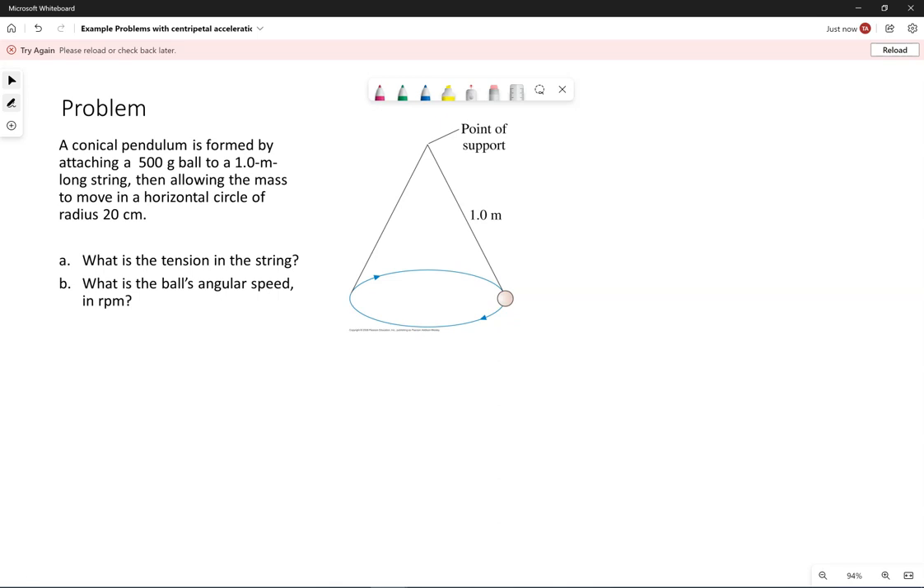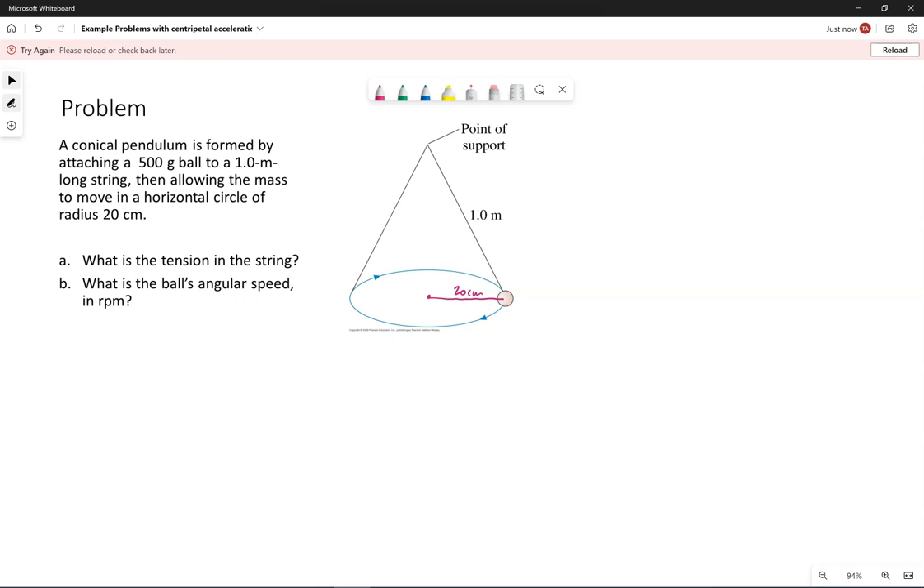All right, one last example problem involving centripetal acceleration. A conical pendulum is formed by attaching a 500-gram ball to a 1-meter long string. It moves in a horizontal circle that has a radius of 20 centimeters. So 20 centimeters is the radius of the circle it moves in.